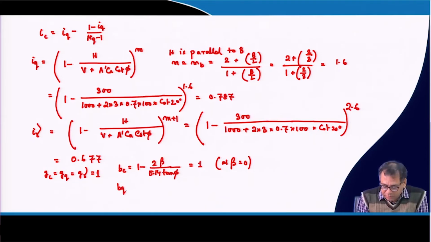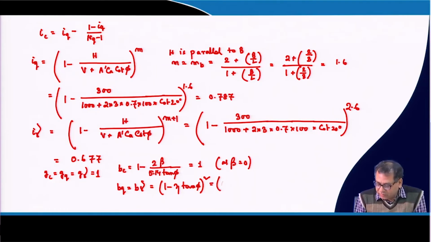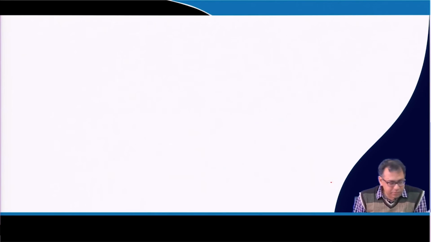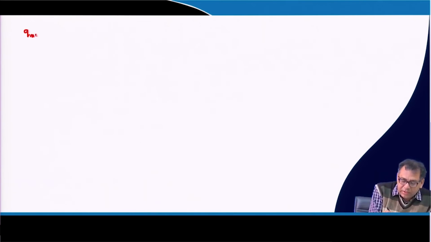Now BQ equal to B gamma, that will be 1 minus eta tan phi, to the power square, and eta is in radian. So this is 1 minus 10 into pi divided by 180 into tan 20 degree, to the power square. So this is 0.877.